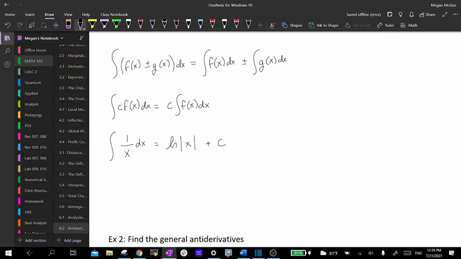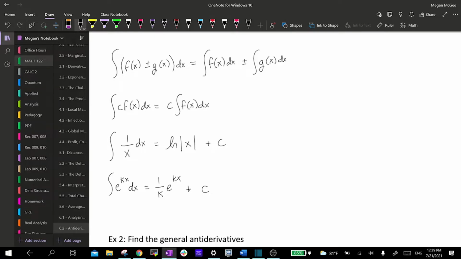Okay, and finally, we have the exponential rules where we have e to the kx dx, and we get 1 over k e to the kx. Again, plus our constant of integration.